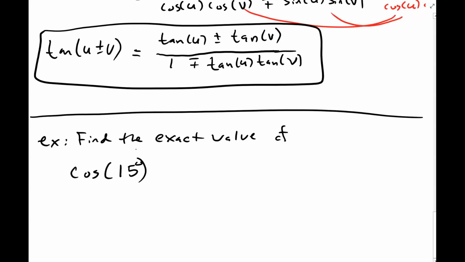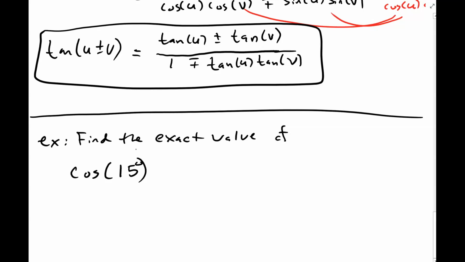Let's say we want to find the exact value of cosine of 15 degrees. Now, if I'm asking for an exact value of a trig function, what are we likely going to have to use? Probably the unit circle, right? Is 15 degrees a unit circle value? Is that a unit circle angle? 15 degrees. It is not.